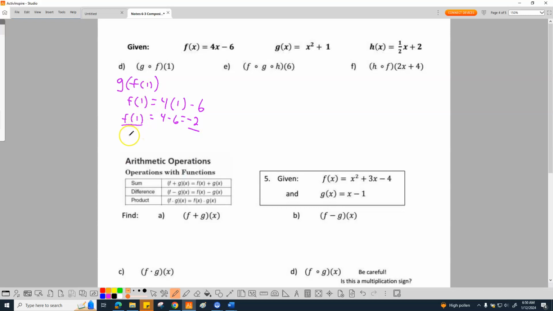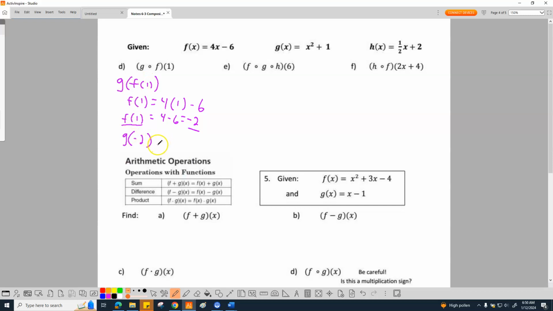So once I have that, I can then take g and plug in my negative 2. How do I know that? Because of this original problem. It says g of f of 1, rewritten like this on this step, meaning now we want to solve it from the inside out. Solve f of 1. All right, there's f of 1. We solved it. Once we had f of 1, I could then turn around and substitute that back in.